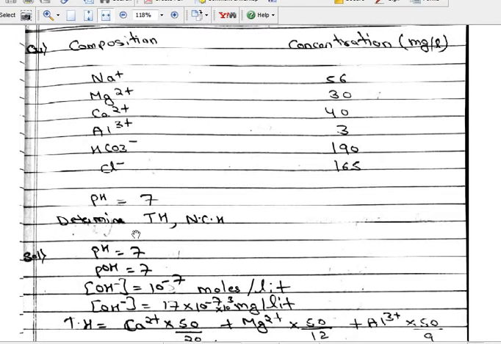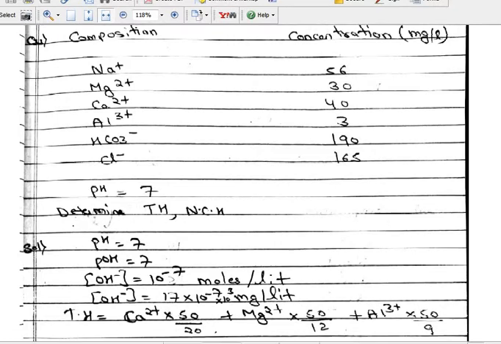Okay, you have to determine total hardness and non-carbonate hardness. So these two things you have to determine: total hardness and non-carbonate hardness. Okay, so this is slightly different. So let us see.